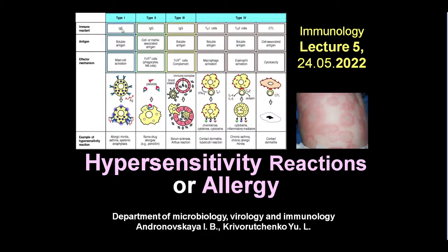Hypersensitivity type 1 is mediated by immunoglobulin E, specific for allergen. Hypersensitivity type 2 is based on immune reaction where the major mediators are immunoglobulin G and immunoglobulin M. Type 3 also involves immunoglobulin G and immunoglobulin M. And type 4 is mediated by T helpers type 1, T helpers type 2 to a lesser extent, and cytotoxic T lymphocytes.